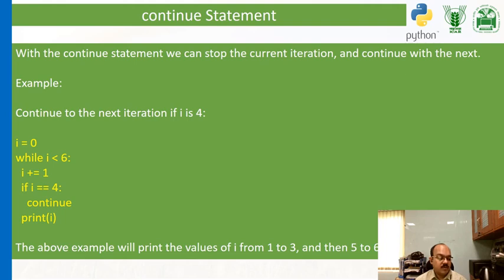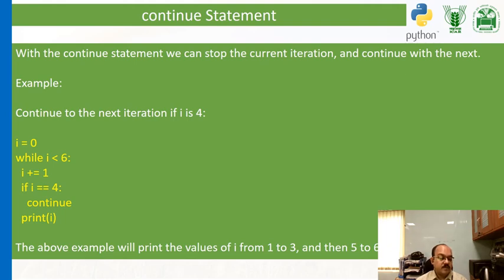Now when the value of i is 3, in the next iteration it will be incremented to 4. Now if i == 4, there is the continue statement. So the continue statement means we will be skipping the rest of the loop body for this particular iteration 4. But this program will not stop its execution. Again, it will check the while condition, i < 6, 4 is less than 6. So i will be incremented by 1.